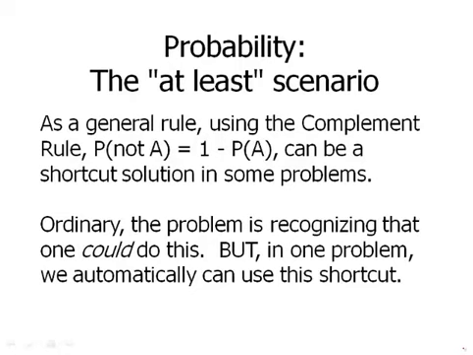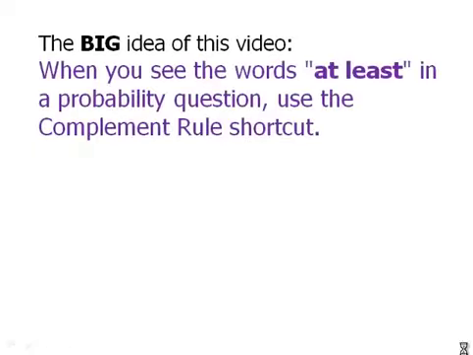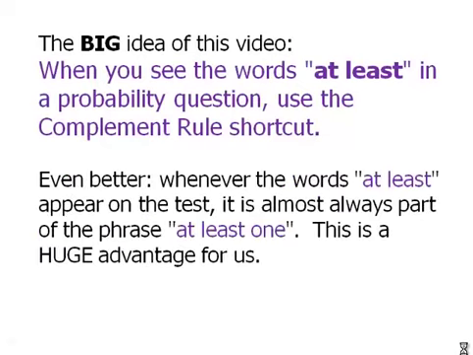Well, here I'm going to show you one case where that recognition will not be a problem. There'll be an automatic clue, and 100% of the time you can use the complement rule as a shortcut. So that's what makes this such an efficient and powerful shortcut. Here's the big idea. When you see the words "at least" in a probability question, use the complement rule as a shortcut. Now, in particular, whenever the words "at least" appear on the test, it is almost always part of the phrase "at least one." This is a huge advantage for us.